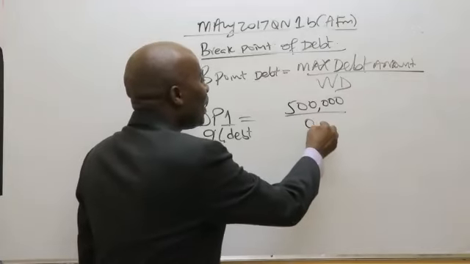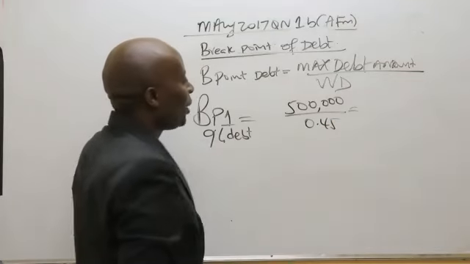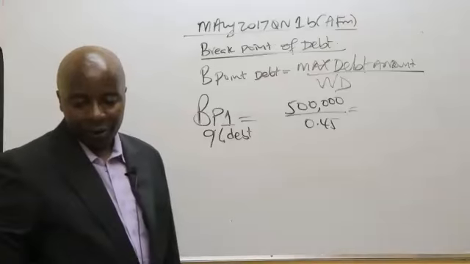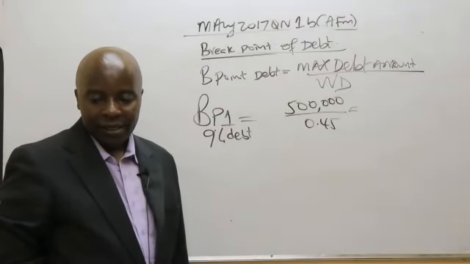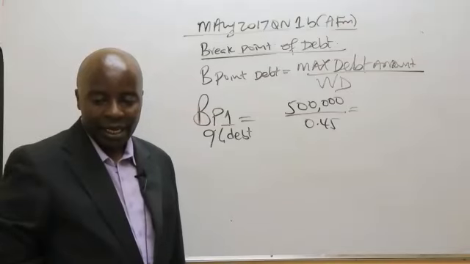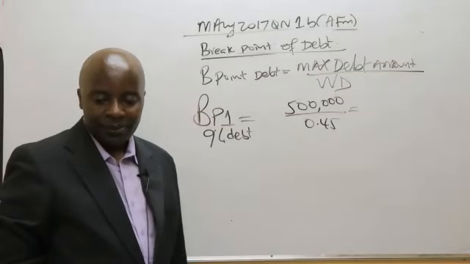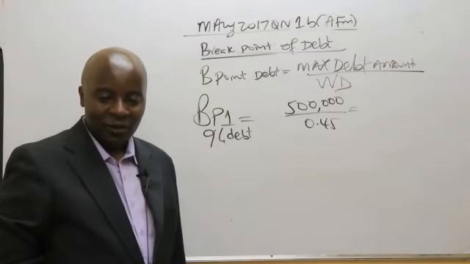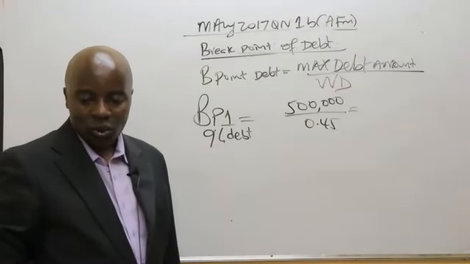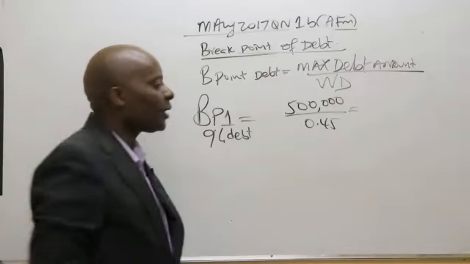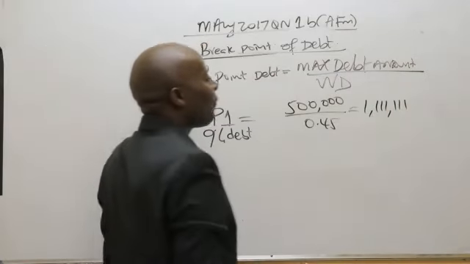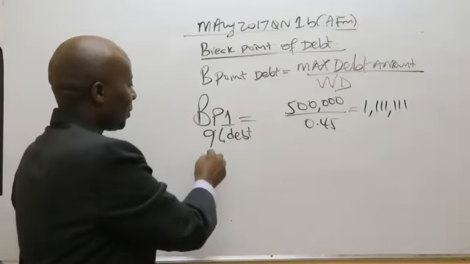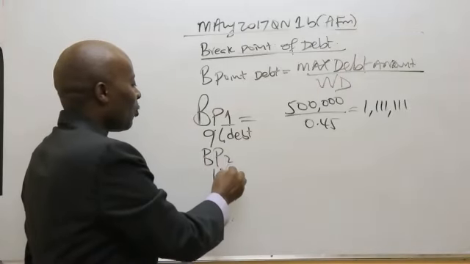So come and divide this by 0.45. So it is 500,000 divided by 0.45. Please give me a figure. Remember, I promised all of us that by some time, our class will be ending. So Rosaline, these guys are able to give me 1,111,111 as the first breakpoint, which takes me to the next breakpoint, which is breakpoint 2 for 11%.